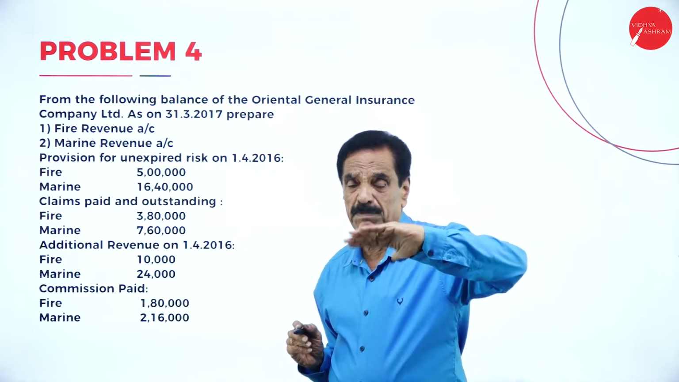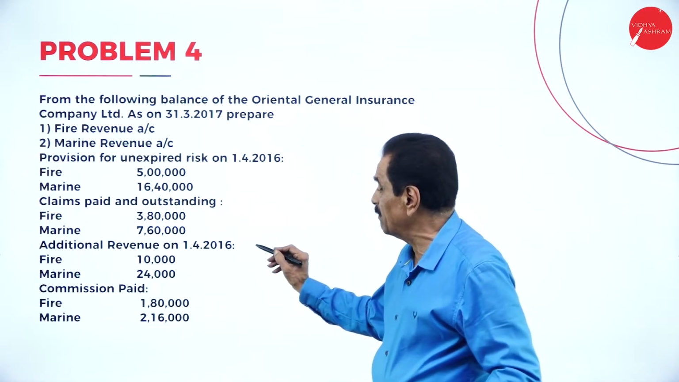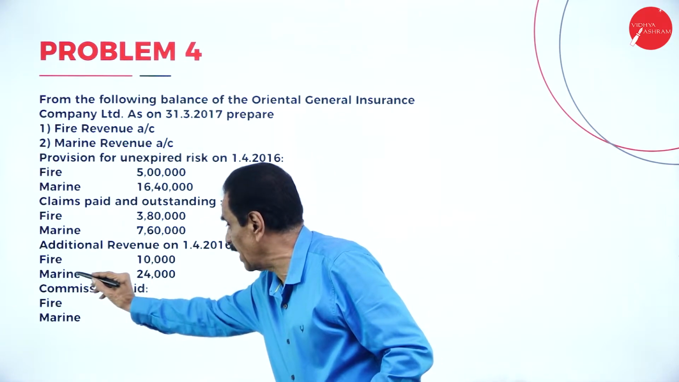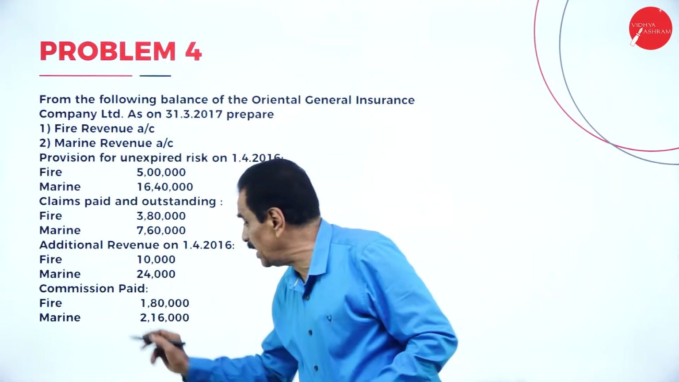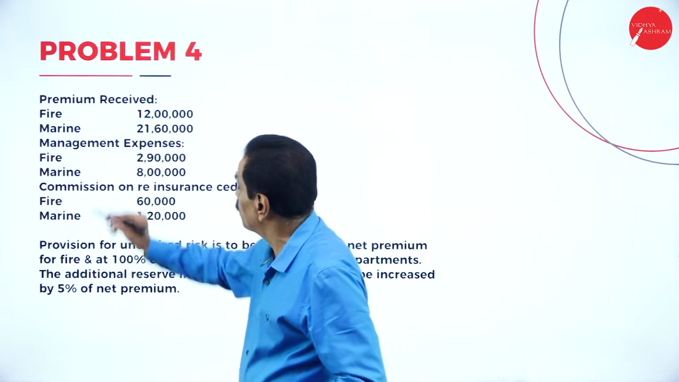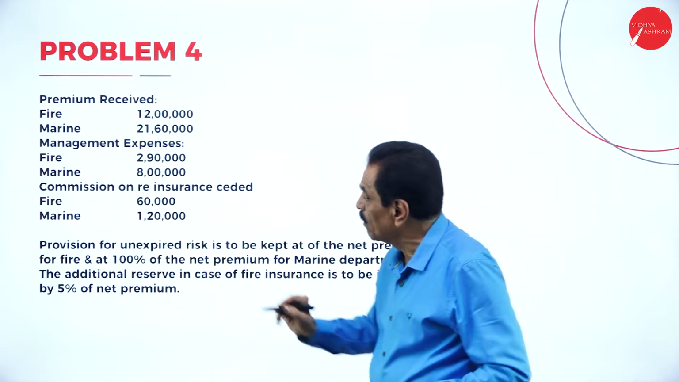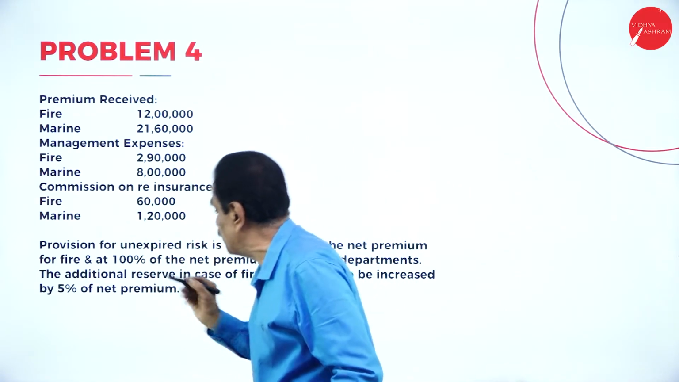First is the premium. Next is the claims. Fire and marine. Additional reserve at the beginning of the year should be added. Fire, marine. Commission paid will come in schedule number 3. Fire and marine. Then premium received, schedule number 1. Fire and marine. Management expense will come in schedule number 4. Fire and marine. Commission on reinsurance ceded should be deducted.